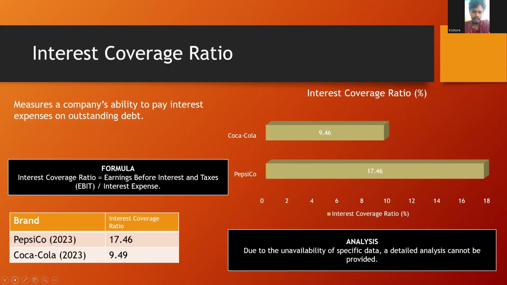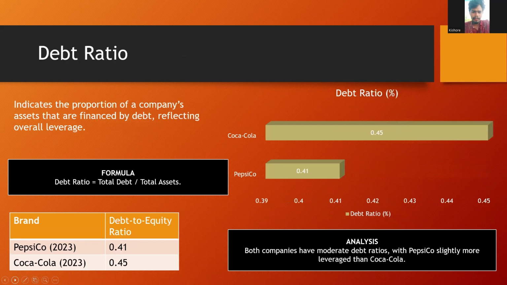And then the third one, the debt ratio. The debt ratio indicates the proportion of company assets financed by debt, reflecting overall leverage. How can I explain this? Every industry has some assets, movable assets and non-movable assets. Movable assets are things like machinery being used, and non-movable assets are things like shares being held.